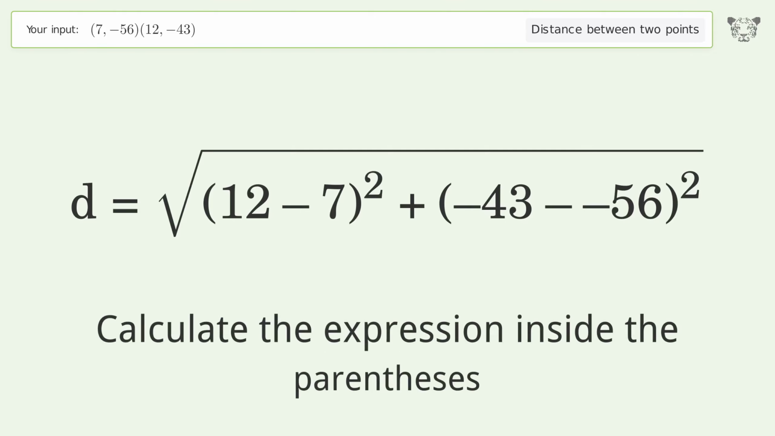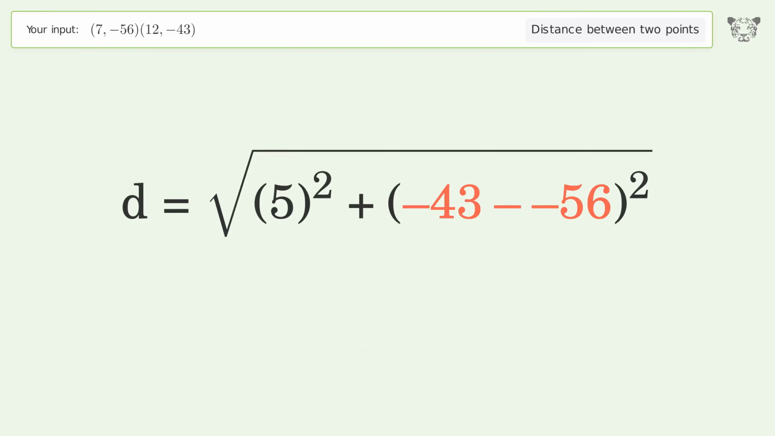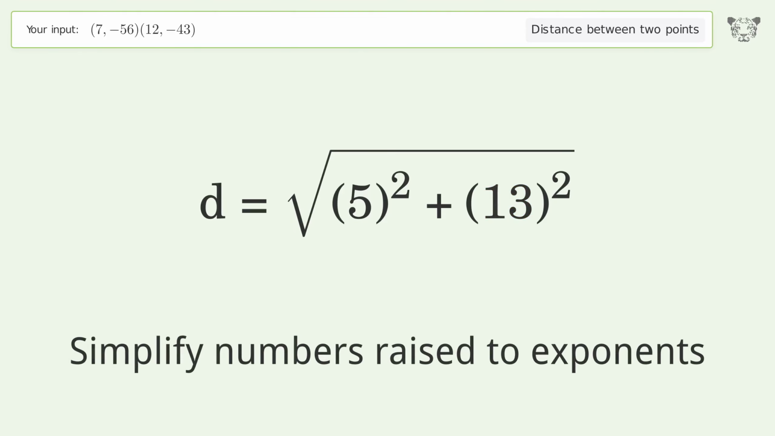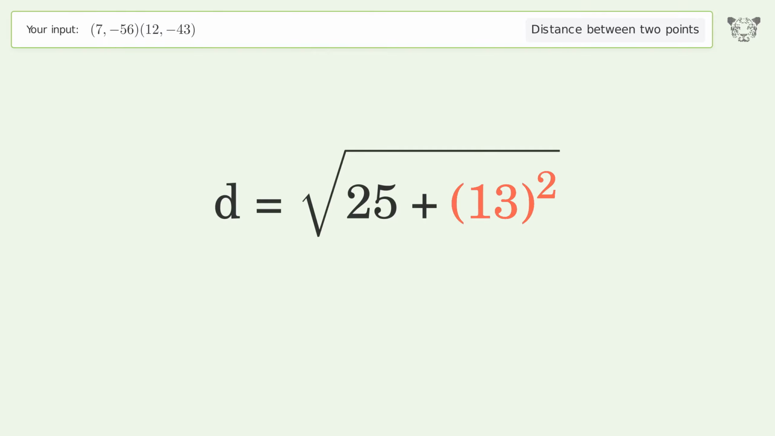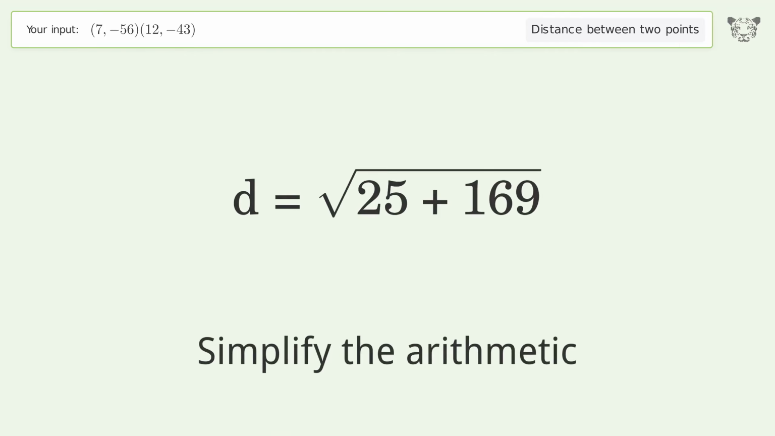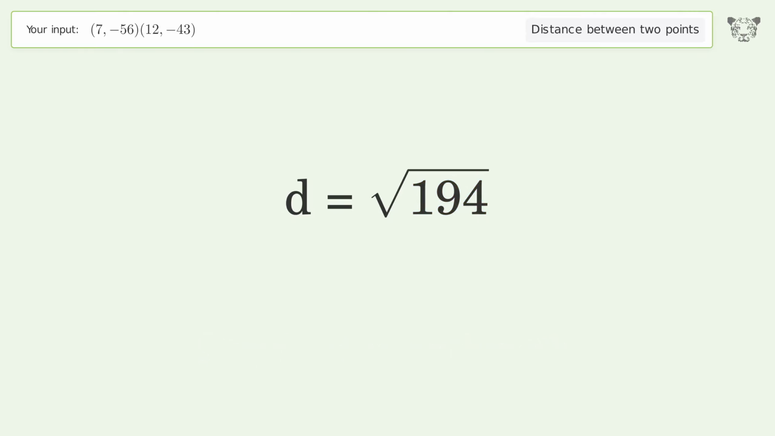Calculate the expression inside the parentheses. Simplify numbers raised to exponents. Simplify the arithmetic. And so the distance between the 2 points is the square root of 194, or 13.928.